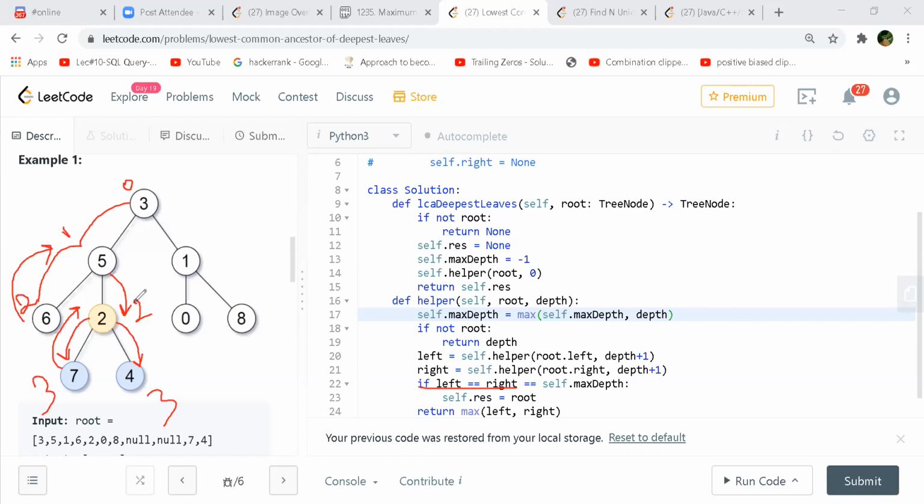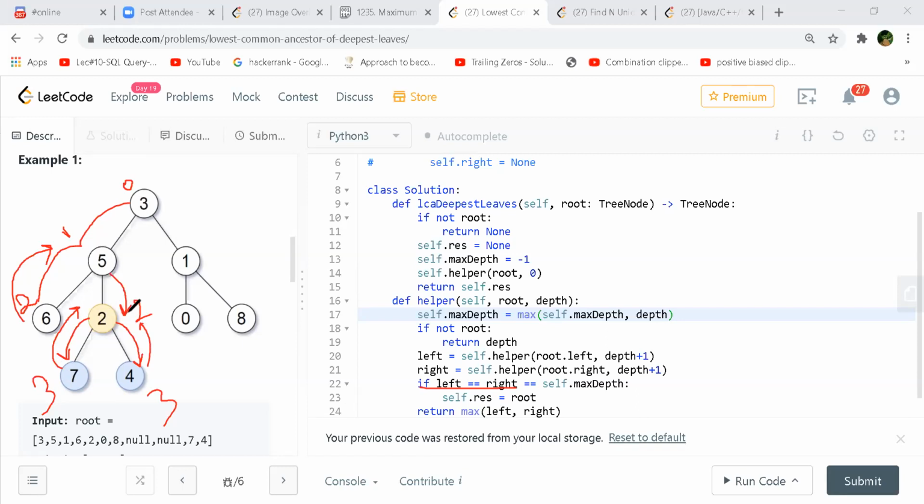So after 2, it will remain 2 even if you go back to 5. So when you come to 2 also, it is going to remain 2. But when you come to 7, it will be incremented to 3. So now your left, right, and max depth, all three will be equal at this place, right? Because you are returning 3 and max depth will get updated. So the cell max depth is 3 at node 2.